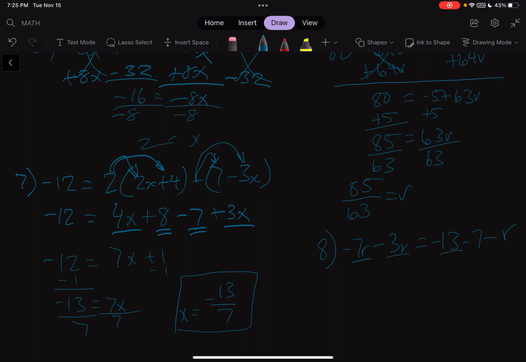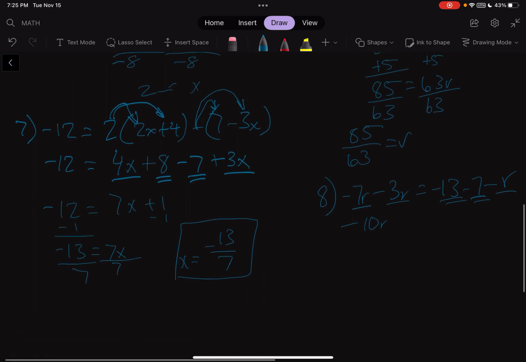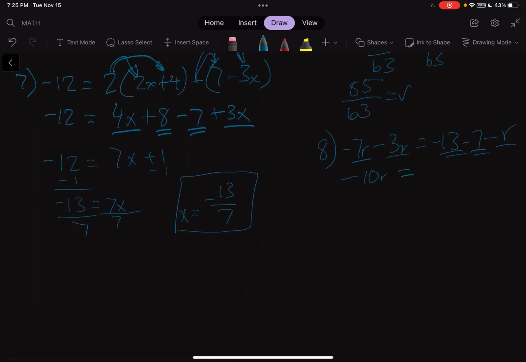So here's common terms, here's common terms. Negative 7r, negative 3r is negative 10r. Scroll down here. Negative 13 minus 7 is negative 20, but I still have my minus r. So now we're going to get r over here, and that's going to be a negative 9r equals a negative 20. So we're going to divide by negative 9, divide by negative 9. R is equal to positive 20 over 9 because we have both of these negatives here.